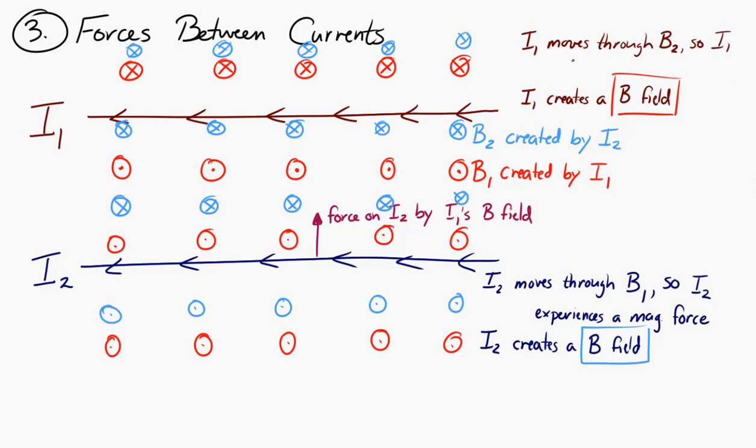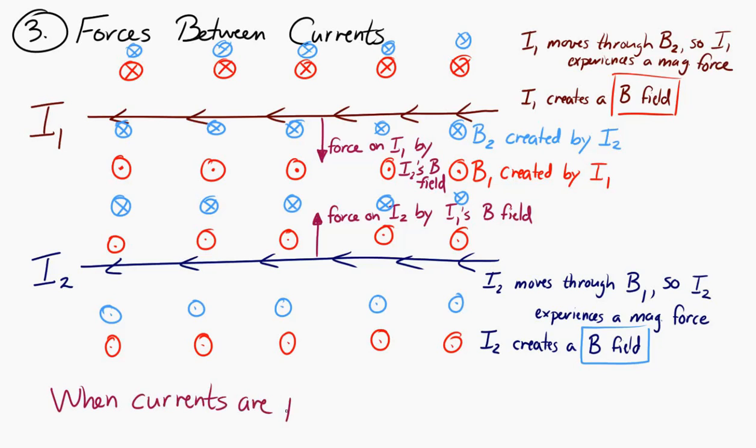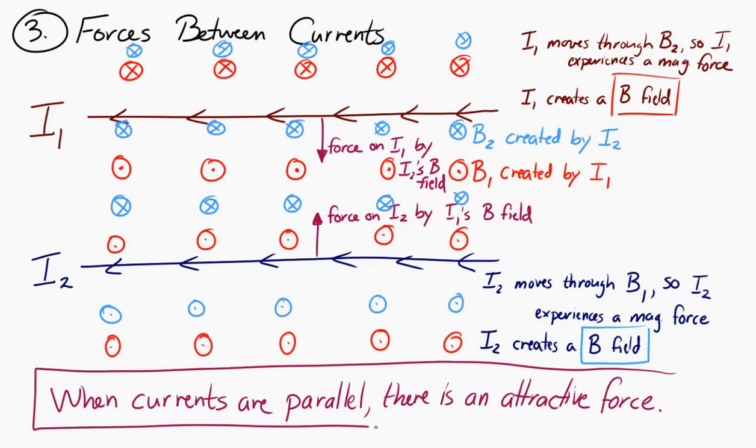And so current 1 will feel a force. And the force that's felt by current 1, use our right-hand rule, is in this direction. Again, that is the force felt by current 1 due to the fact that it moves through a magnetic field that was created by current 2. And you can see, when the wires are carrying currents that are parallel, there's an attractive force between those two wires carrying the currents.